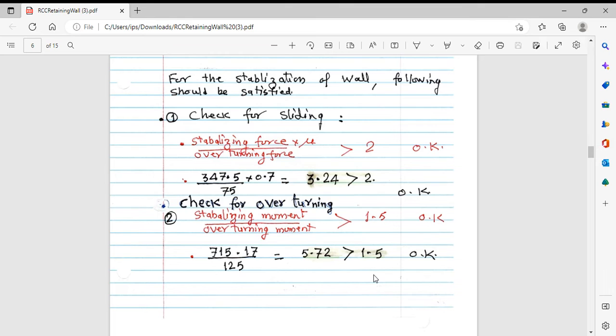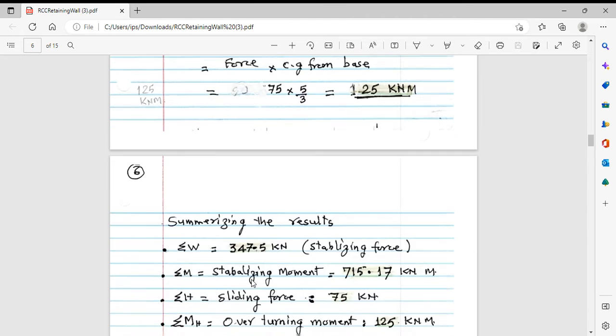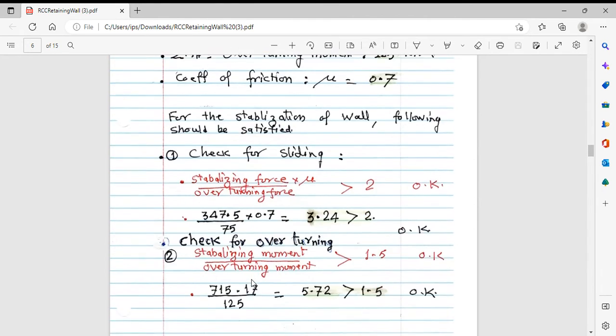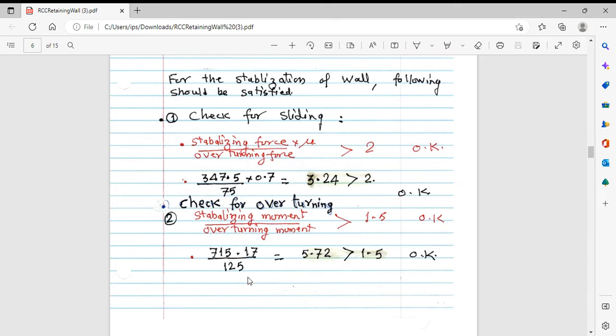First check is the check for sliding. Stabilizing force multiplied by the coefficient of friction, divided by the overturning force, should be greater than 2. Then we can say yes, it is safe for sliding. Substituting the values shown above into this formula, we find that the value comes out to be 3.24, which is greater than 2.